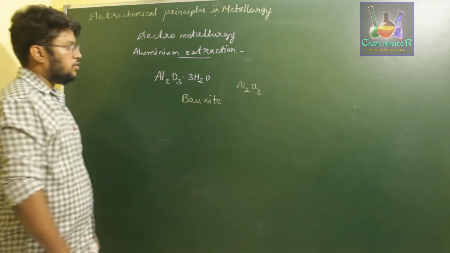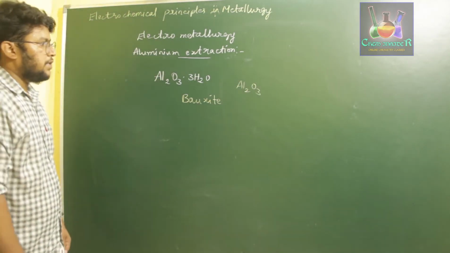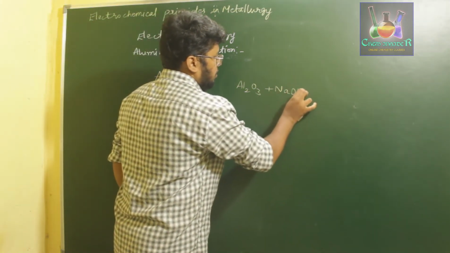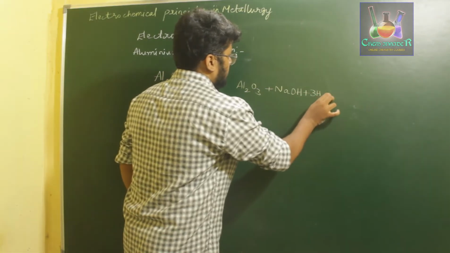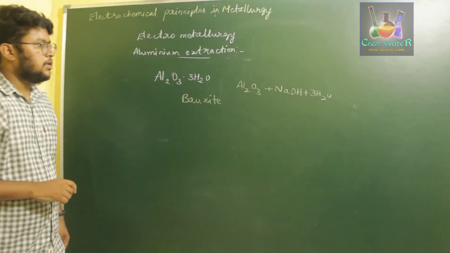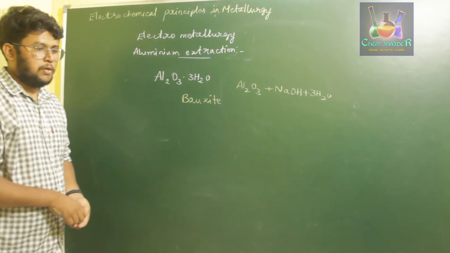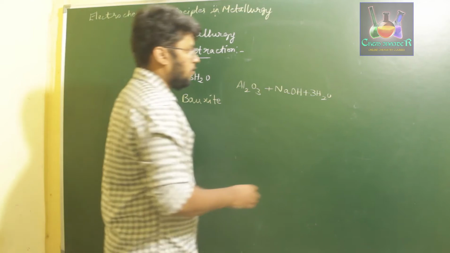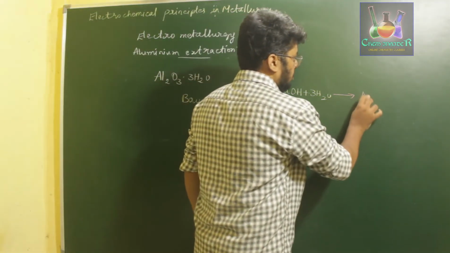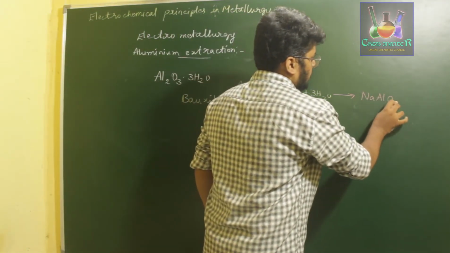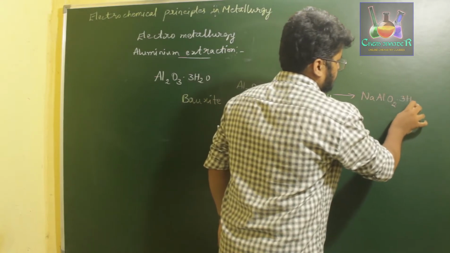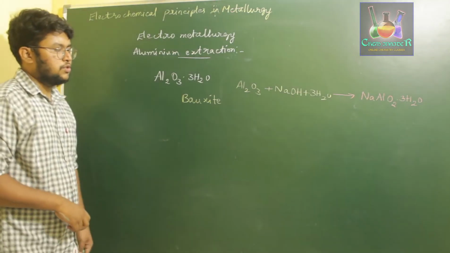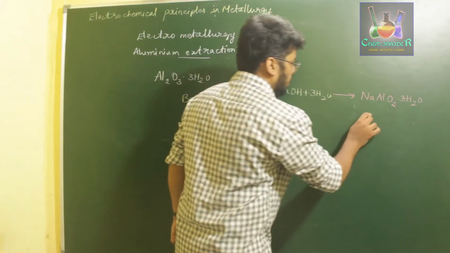This Al2O3 is treated with sodium hydroxide in an aqueous medium, since 3H2O is present here. On treating with sodium hydroxide, it forms a compound called sodium aluminate, that is NaAlO2.3H2O.